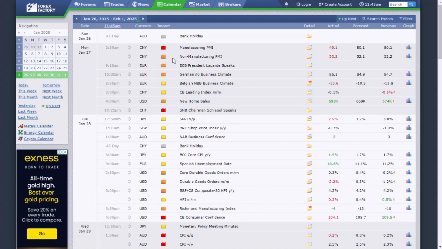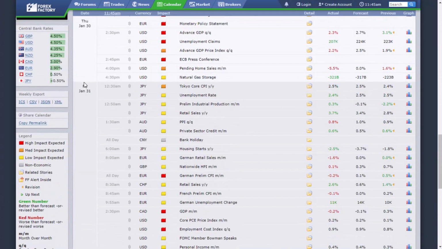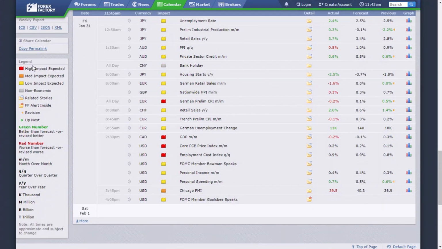Now, once you are here, in order for you to know about how this data information is likely to affect a particular currency, all you need to do is scroll down and you would head on to this legend over here. So you can see that the red folders are usually high impact that are being expected when these data are being released, while the orange is the medium and the yellow is for low.